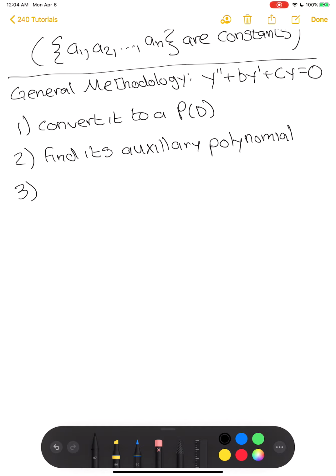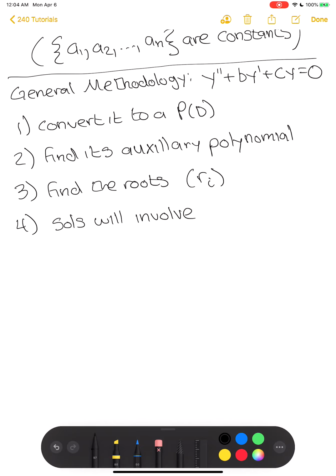Those steps 1 and 2 are really arbitrary, you'll see in a second. Once you have this auxiliary polynomial, you factor it out, and then you're able to find its roots. So you find the roots of the auxiliary polynomial, which I'm just going to call r sub i. And then once you do this, your solutions will involve our friend, the exponential, e to the r_i x. How exactly these solutions will involve them will depend on a few cases, which we'll talk about below. But this is just a general methodology here. And with some practice, you should get the hang of it.